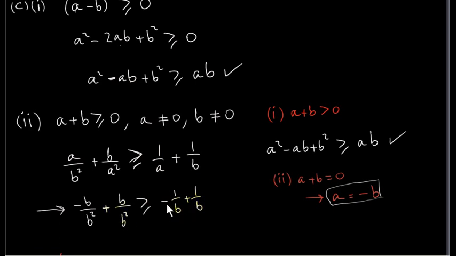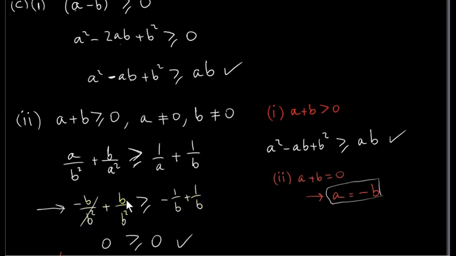Now is this true? Well, it is, because these cancel out to give 0, and minus 1 over b plus 1 over b is also 0. And it is true that 0 is greater than or equal to 0. So we actually get equality when a plus b is equal to 0. So we've taken care of both cases, where a plus b is greater than 0 and a plus b is equal to 0. So what we could do then is just reverse our steps for both cases, and we've proven this inequality.